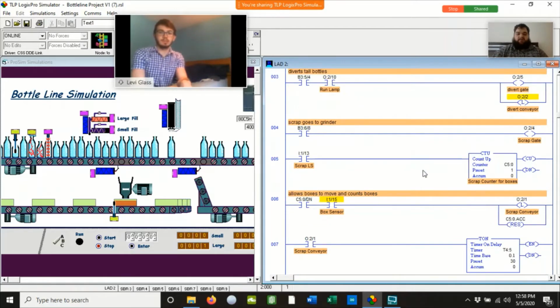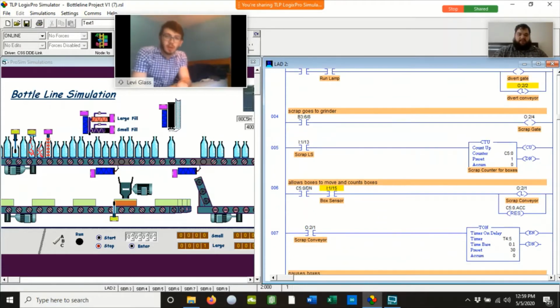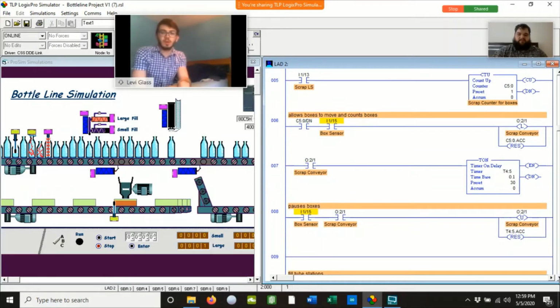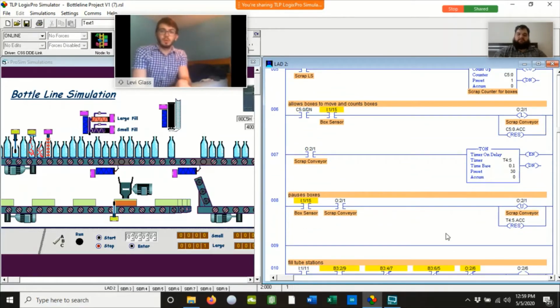We'll go ahead and go to the scrap conveyor. Levi, you want to take that one? Yeah, if you want to scroll down just a little bit. So with the scrap conveyor, what we have going on is when the counter gets to a certain point, which is the done bit, and there's a box, it will go all the way to the right where the outputs are, where it will latch the scrap conveyor on.